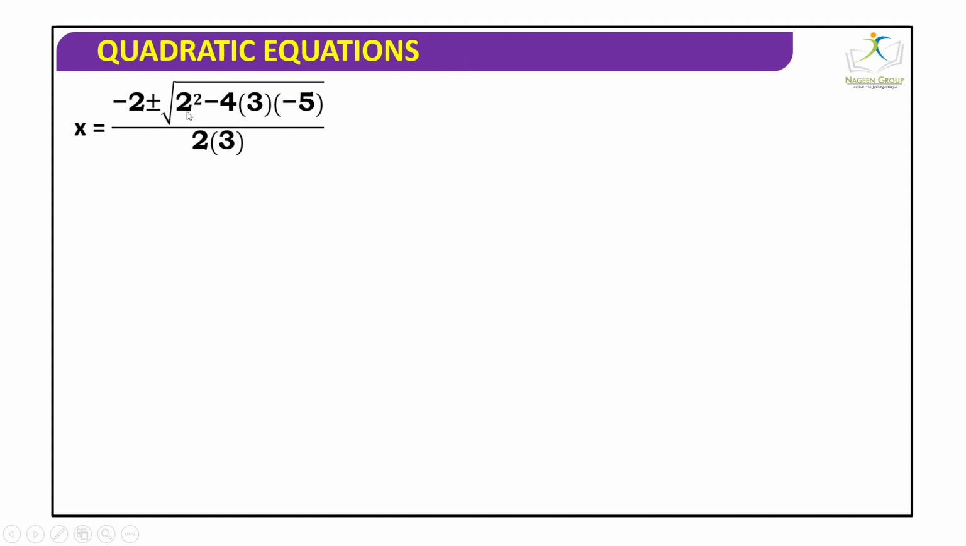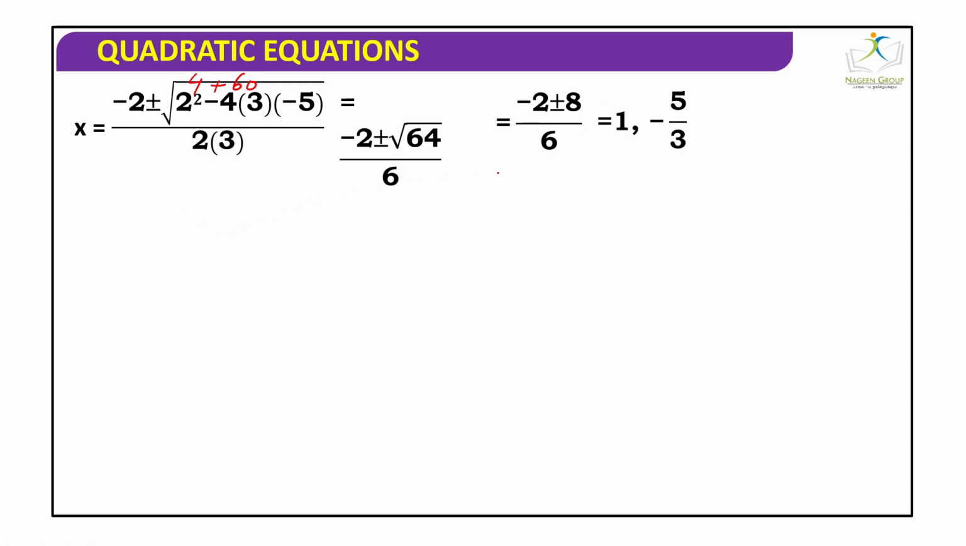So minus 2 plus minus under root of 2 square minus 4 into 3 into minus 5, divided by 3 into 2. Now this will be 2 square which equals 4. 4 threes are 12, 12 fives are 60, and minus minus is plus. So 60 plus 4 equals 64, and 3 twos are 6. From here we can find out the value. Under root of 64 equals 8. Taking the plus sign one time, it is minus 2 plus 8 by 6, and another time minus 2 minus 8 by 6. So this comes to 6 by 6 which is equal to 1, and this comes to minus 10 by 6 which is equal to minus 5 by 3.